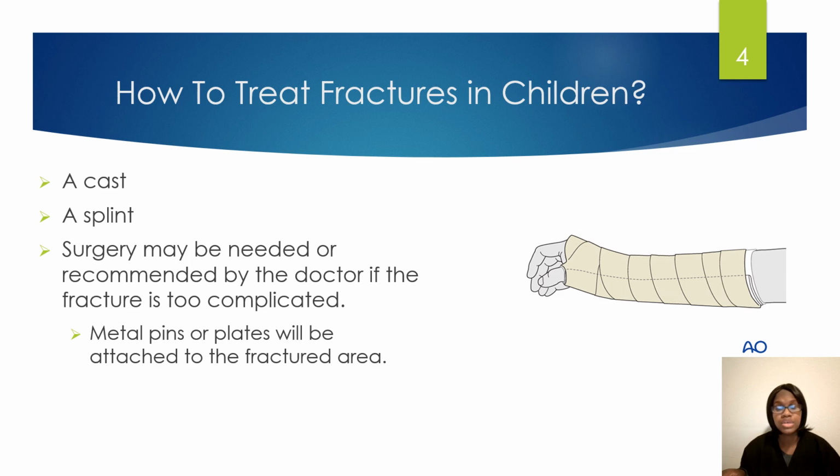And a way to treat fractures in children, you have your cast, you have your splint. If it is bad or if the doctor recommends surgery, that may be because the fracture is too complicated. So that's when metal pins or plates will be placed in the area where the fracture is at.